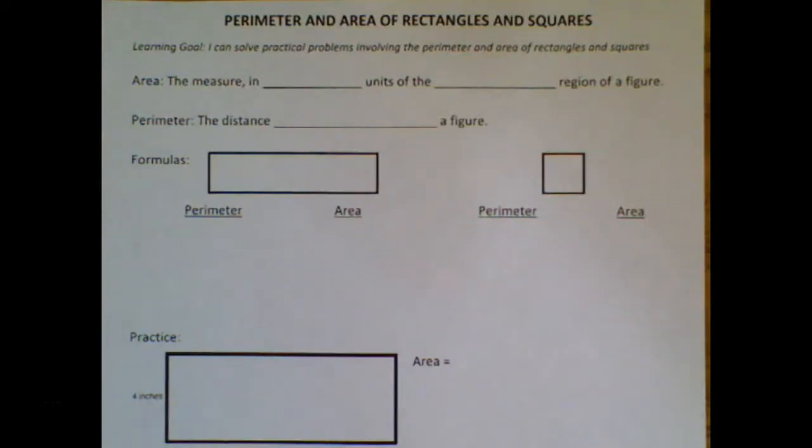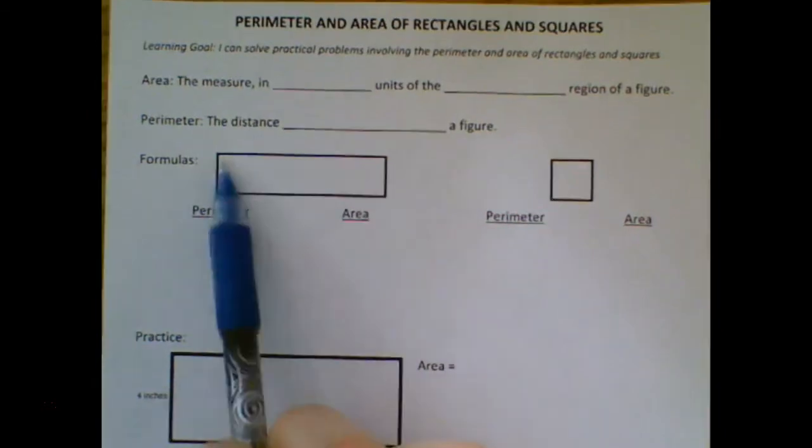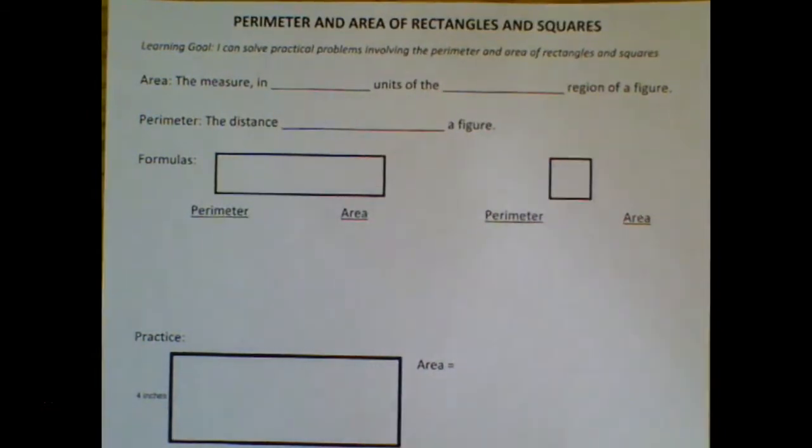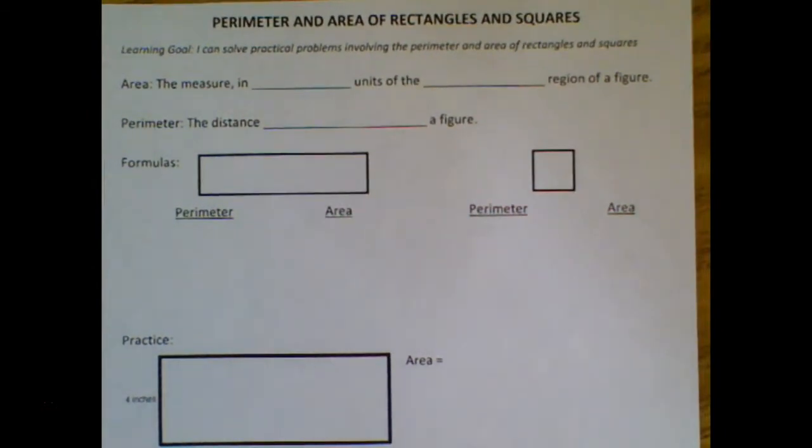We're going to talk about perimeter and area of rectangles and squares. Remember that rectangles and squares are both quadrilaterals, so they have four sides. Something very specific about both of these: they have four right angles. So if you take a look at both of these, they have four angles that are 90 degrees in measurement.